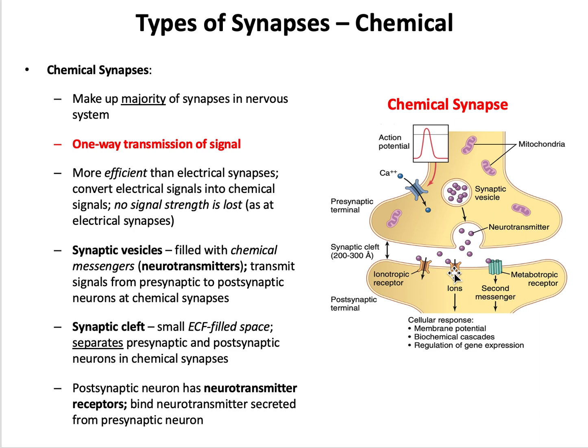You don't get loss of signal, but there is a little bit of a delay because we have to have all these events taking place before we can get the postsynaptic cell being either excited or inhibited, right? Because we have to have vesicles fusing and exocytosis and then binding of receptors, so it's not as instantaneous as what you see in the electrical synapses. Okay, but they're far more efficient.